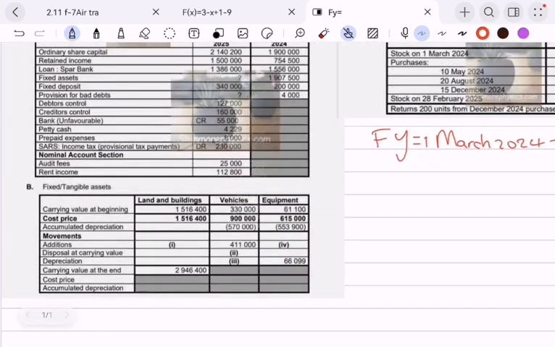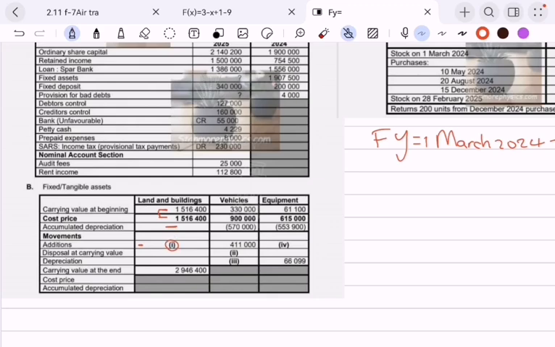Roman figure 1, they're looking for additions. Additions for what? For the land and buildings. But one thing for sure that you must understand is that land and building doesn't depreciate. So then we have our carrying value at the beginning, together with our cost price. Those two amounts are the same. Why? Because land and building doesn't depreciate. It is an appreciating asset to us. So for additions, don't worry about that.